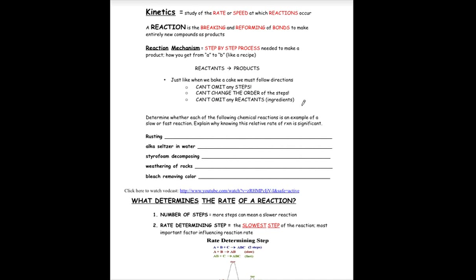So what exactly is kinetics? Well, as you can see there, kinetics is defined as the study of the rate or speed at which reactions occur, how fast the reaction is or how slow the reaction is.